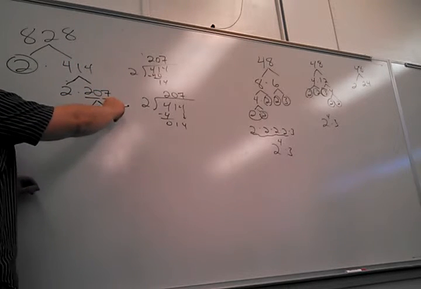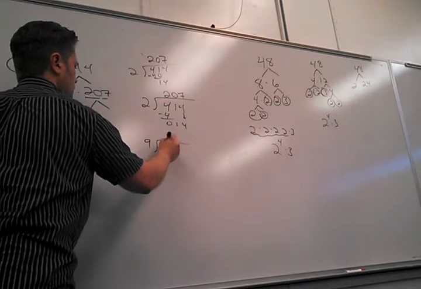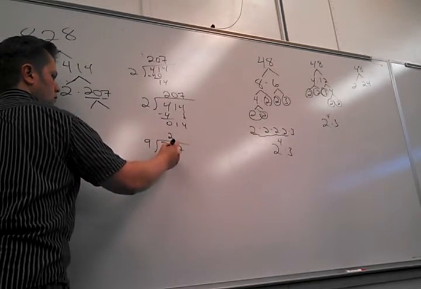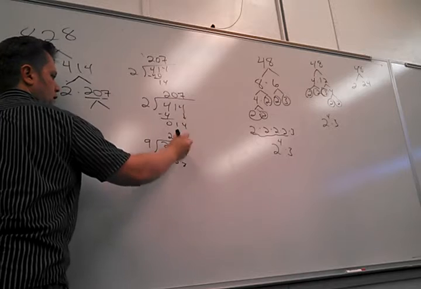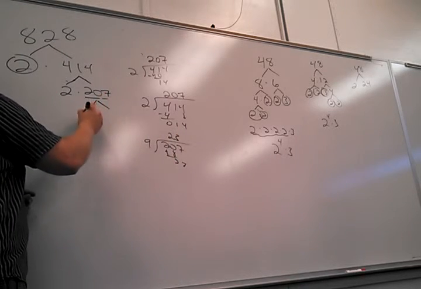If the number's even, you divide by 2. If the number ends in 5, you divide by 5. If the number ends in 0, you divide by 10. I love it. Right?